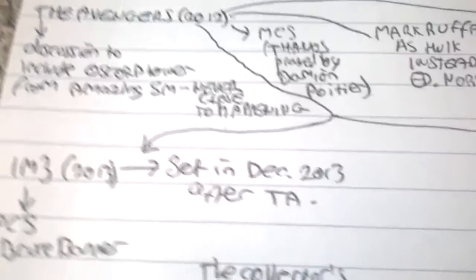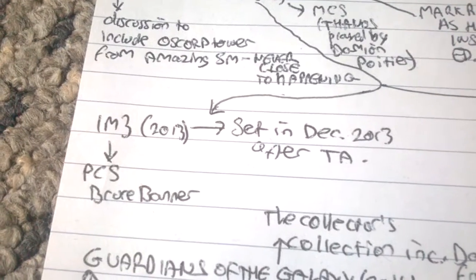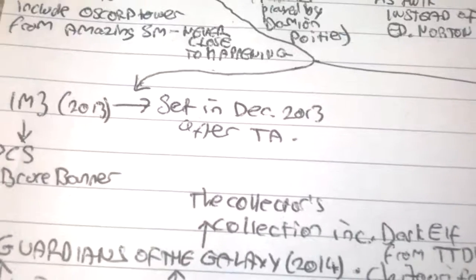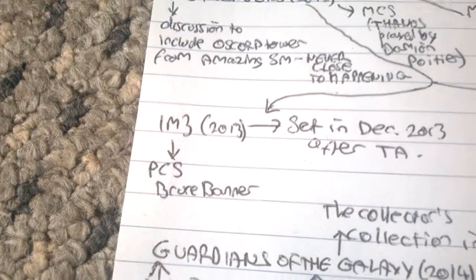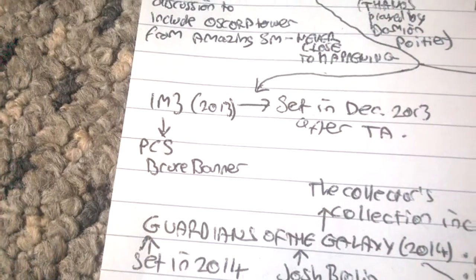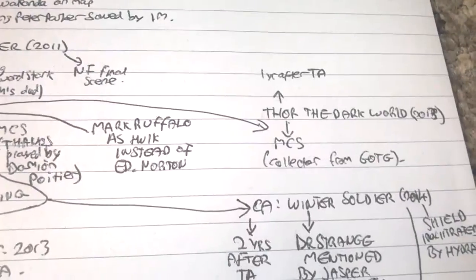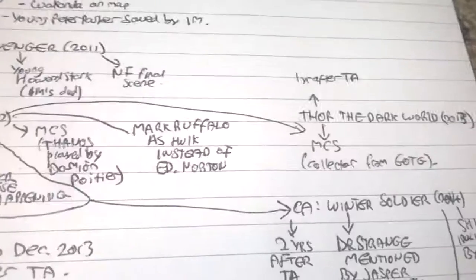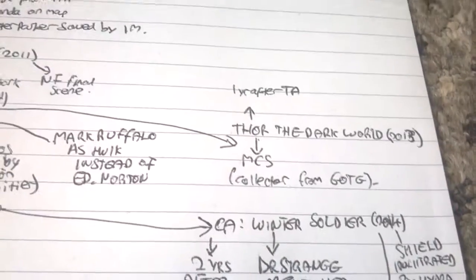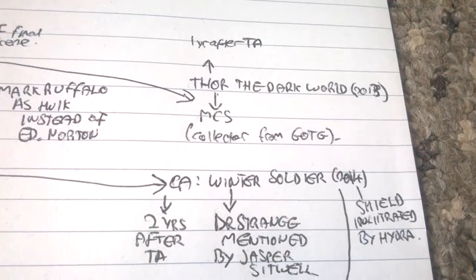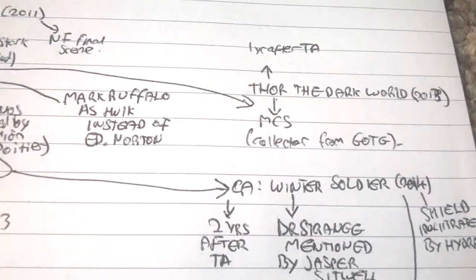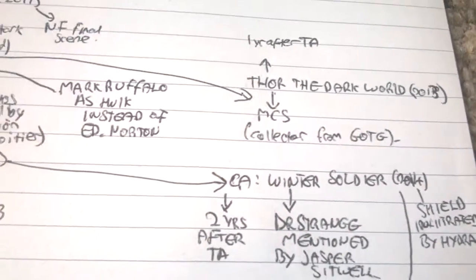Then, set in December 2013, is Iron Man 3, which came out in 2013, but it's after the Avengers. The post-credit scene of Bruce Banner. Thor: The Dark World was set a year after the Avengers, also in 2013. And there's a mid-credit scene of the Collector from Guardians of the Galaxy.